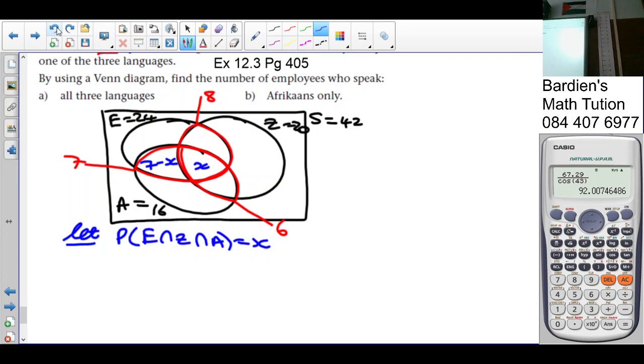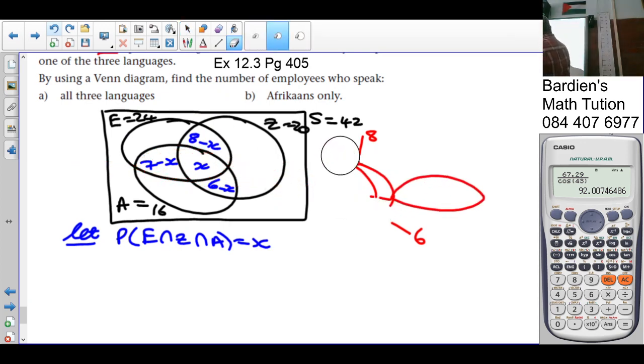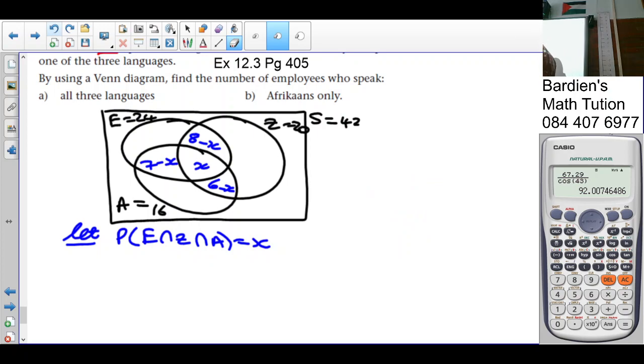So what would this be? 8 minus x, and this one? 6 minus x. Okay, so now I've accounted for this here. That one there, and that one there. Okay. Now what do you think we're going to do? We can now work out this plot here in terms of x. Not so? So do that quickly. And that one there, and this one.